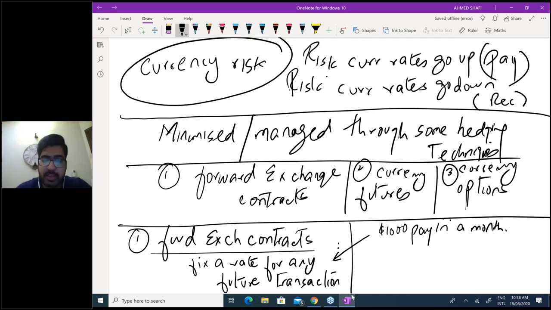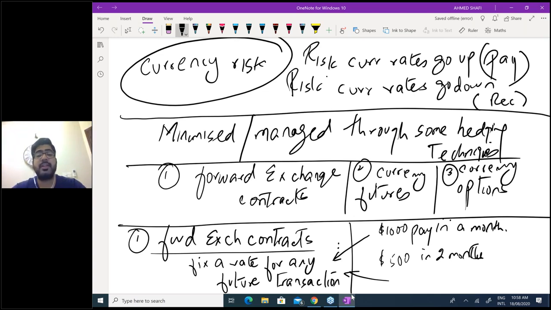Similarly, you will be receiving $500 in 2 months. Are you facing any risk? Yes, the rates may go down. So what you can do is a forward exchange contract. It fixes a rate for any future transaction. If you fix a rate, any changes won't impact you.